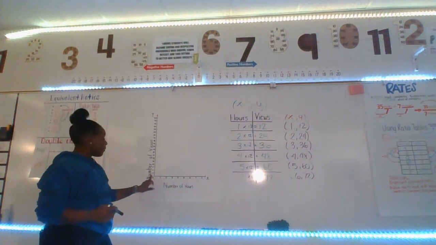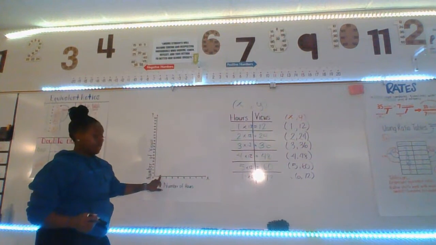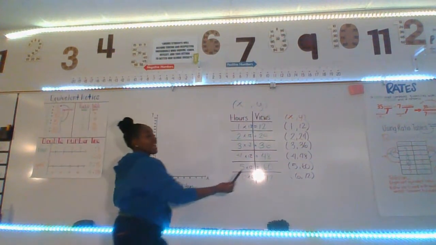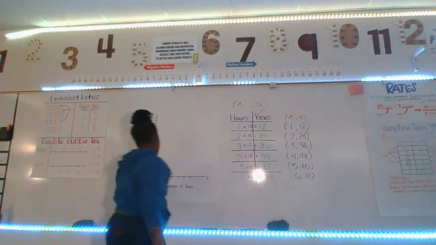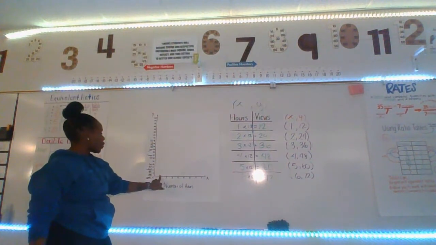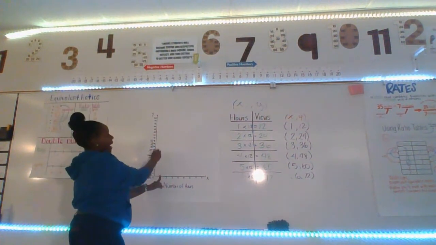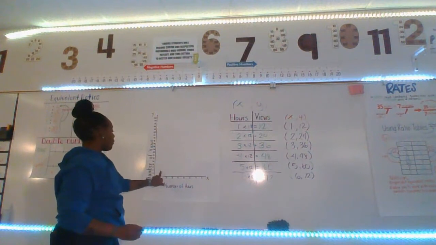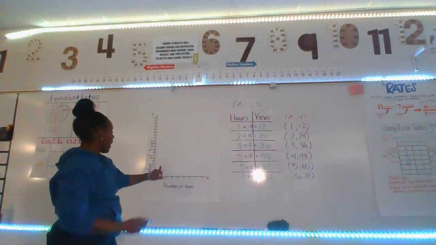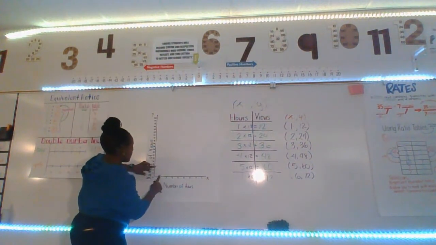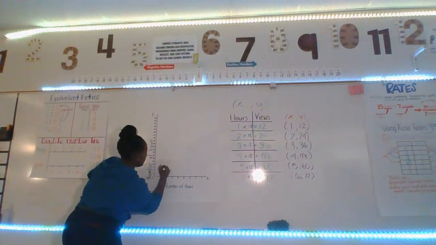Then, once I've moved to the right, I'm going to look at the second point and move up until I get to 12. This is going up by 4s, so I'm going 4, 8, 12. So when they meet, I'm going to put a point there, right?